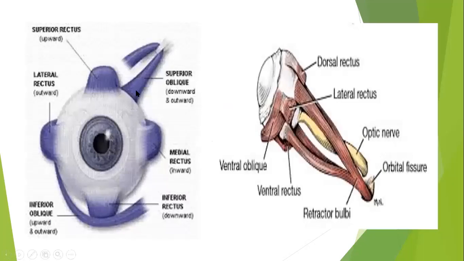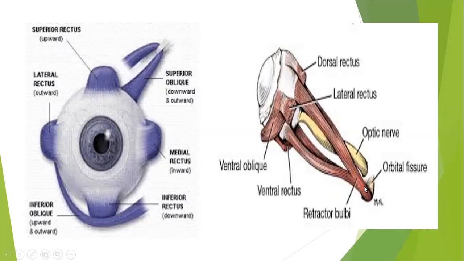So this is how they look. The superior rectus is the dorsal rectus, and the inferior rectus is the ventral rectus. Then we have the medial rectus and the lateral rectus. And then the dorsal oblique and the ventral oblique muscle. Then we have the optic nerve and the retractor bulbi muscle.